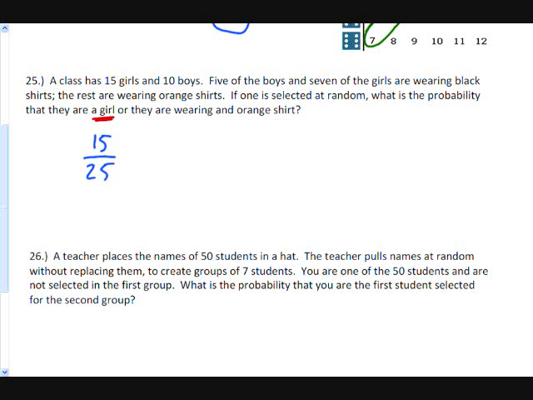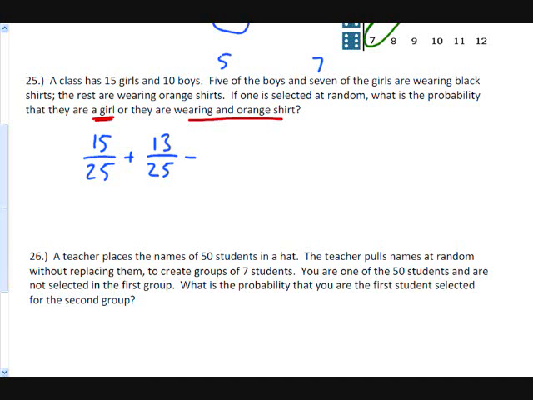In terms of folks that are wearing orange shirts, it told me that 5 boys were wearing black shirts and 7 girls were wearing black shirts, and everyone else was wearing an orange shirt. So there's 12 that are wearing black shirts, so that means there's 13 that are wearing orange shirts out of the 25 students. This is an or probability, which means I'm going to add. So I've got the girls, I've got the orange shirts, but the problem with this one is that it's inclusive or overlapping, so we have to subtract the overlap. In other words, we have to subtract the girls that are wearing an orange shirt.